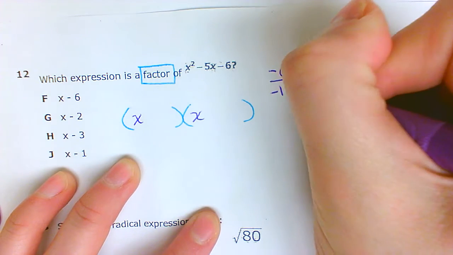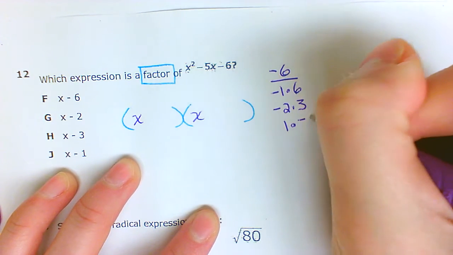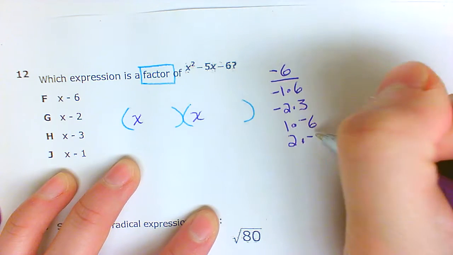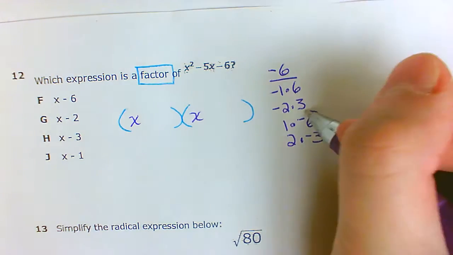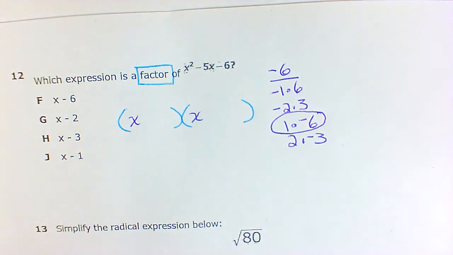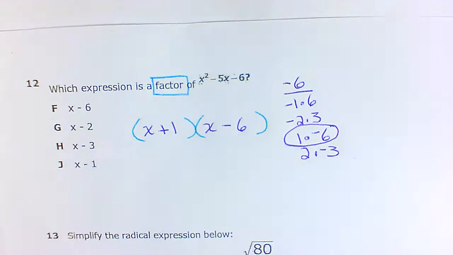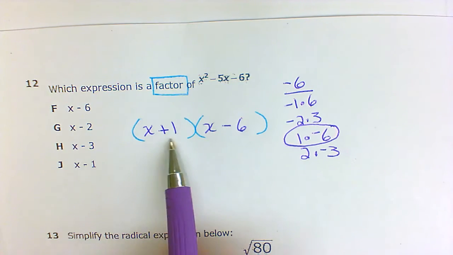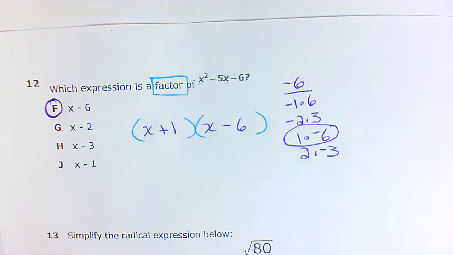Now, that could be -1 times 6, -2 times 3, or the negative sign could go with the other number. And I'm looking for the pair that adds to give me -5. That would be +1 and -6. So +1 and -6. And if I look at my answer choices, x plus 1 is not one of them, but x minus 6 is answer choice F.